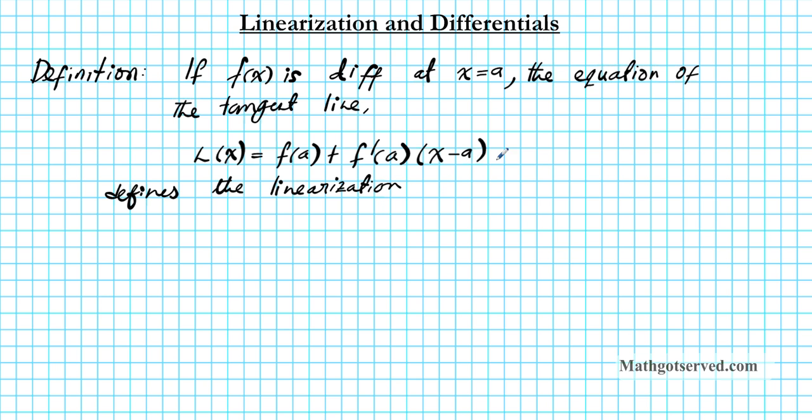So if you already know how to find the equation of a tangent line, then you already know how to find the linearization of a function, because the tangent line is in fact the equation of the linearization of the function. Let's go ahead and take a look at example one.